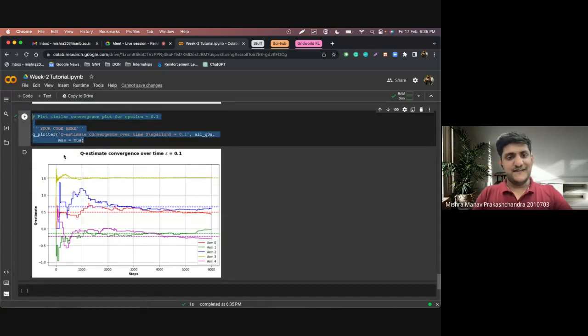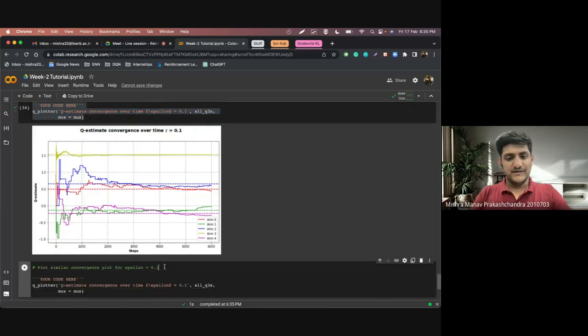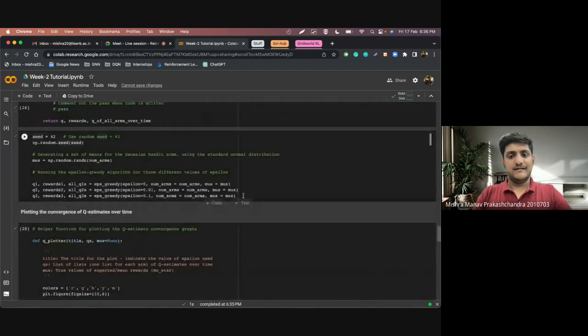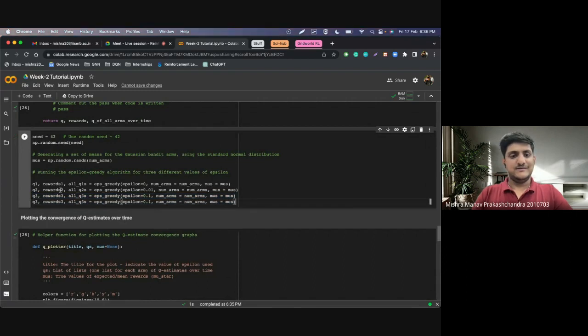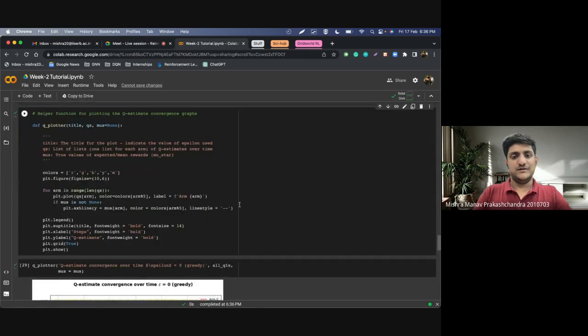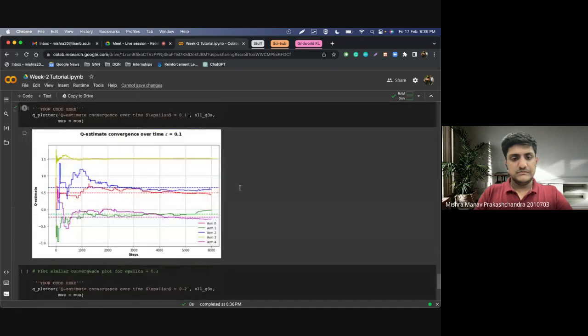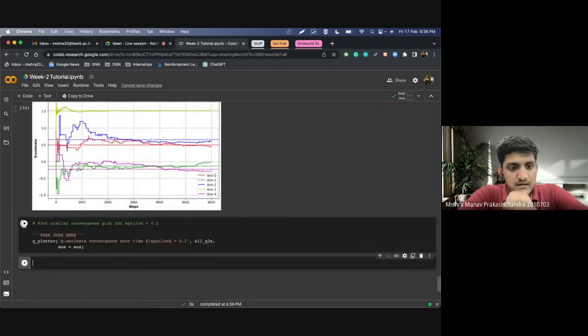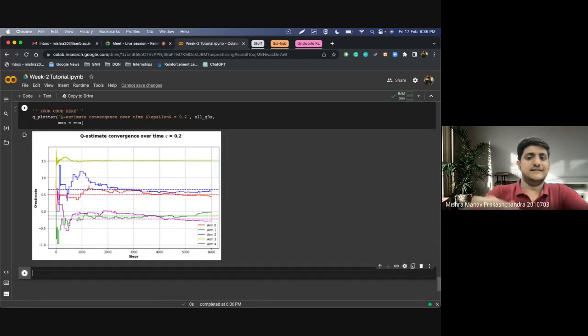Now, what should happen if I make it 0.2? Any idea? First, I have to plot that. I say something like Q4, and here I make it 0.2. Okay, so this is another epsilon greedy that I'm running. If I run this, and again I run the plotter function, see, the performance is improving as we slowly increase the exploration parameter.